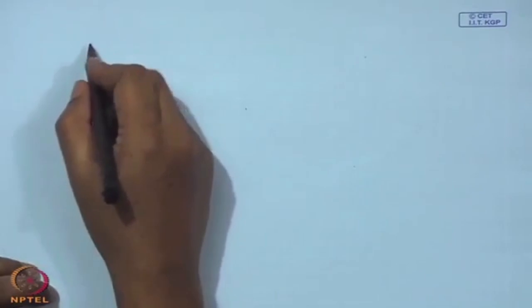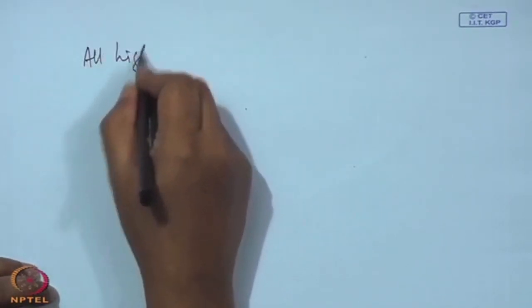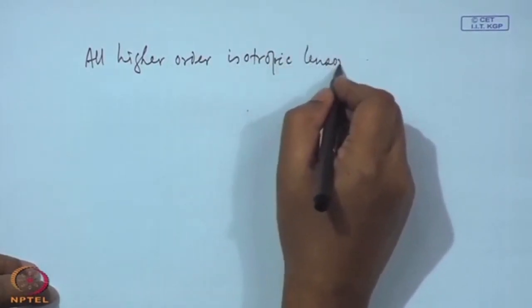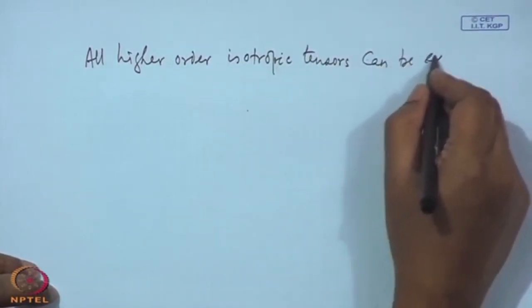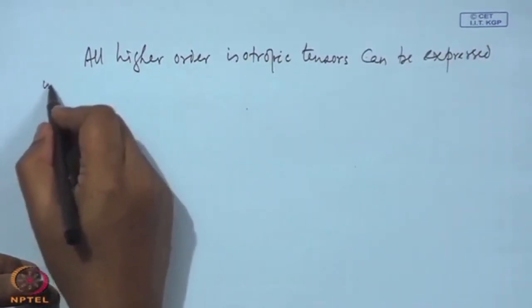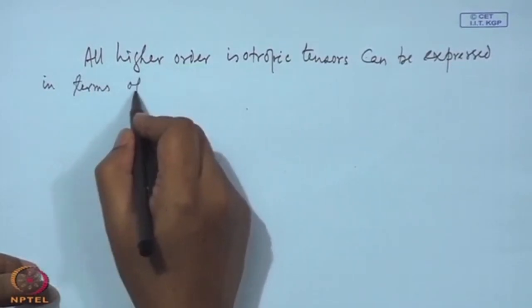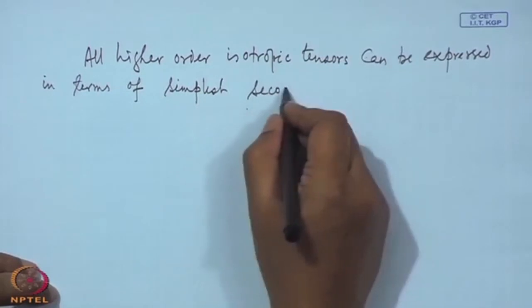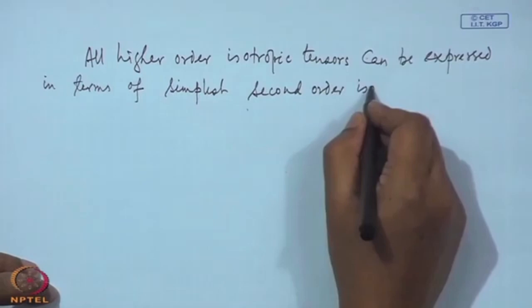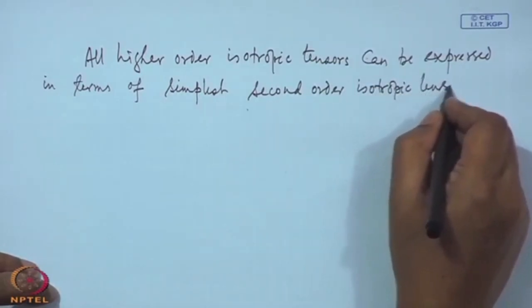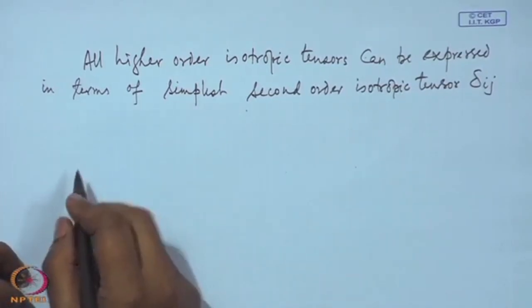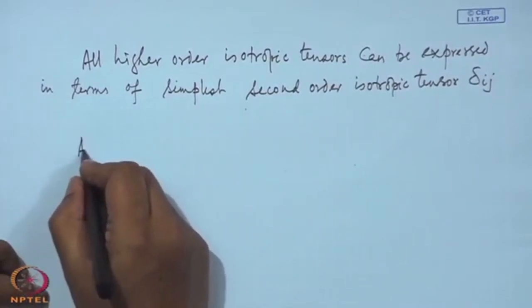This result, just accept it and take it for granted without any proof: all higher order isotropic tensors can be expressed in terms of the simplest second order isotropic tensor. Now then, A I j k l.